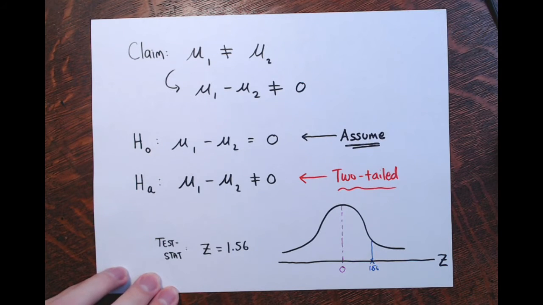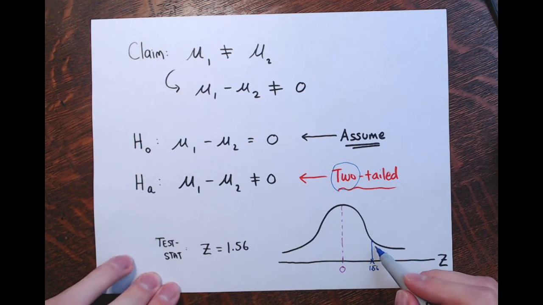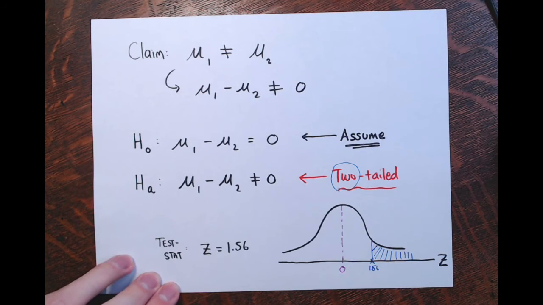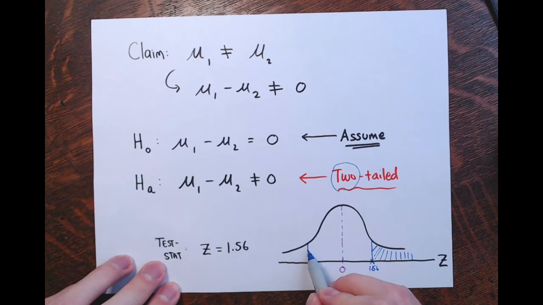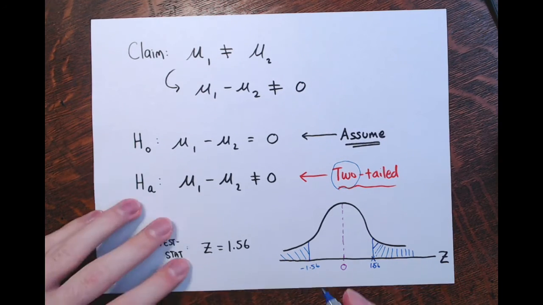If it were a left-tailed test, the p-value would simply be the area to the left of my test statistic. But being that it is a two-tailed test, and since this is to the right of the mean, I'm going to take the area to the right of my test statistic and then double it. Or you could say take the area to the right of positive 1.56 and then look at the area to the left of negative 1.56. Because this is symmetrical, those should be the same area, and put those together.